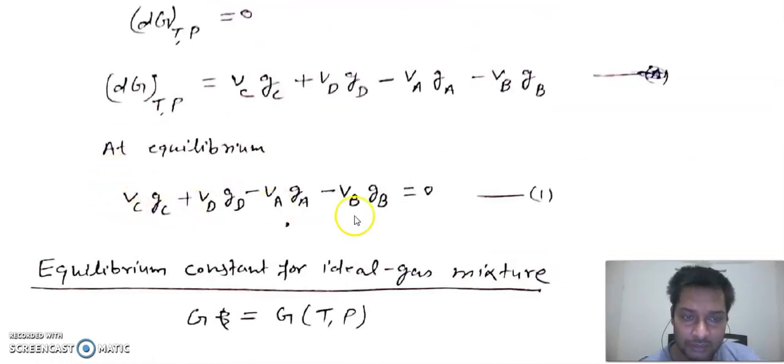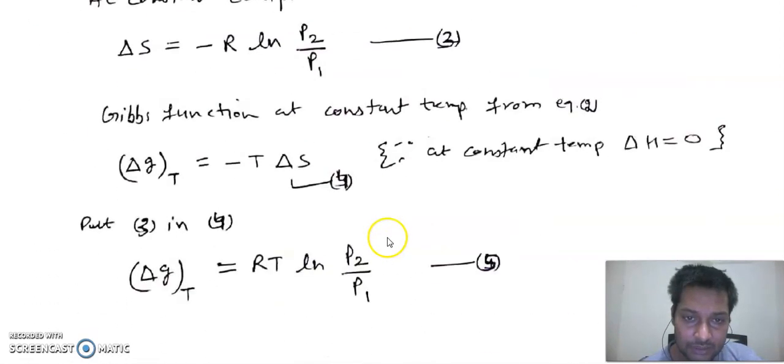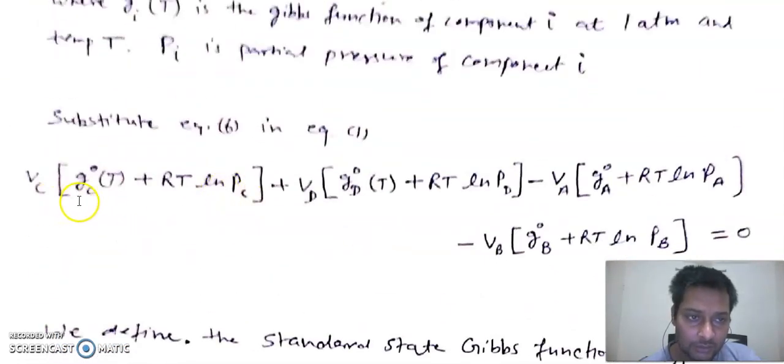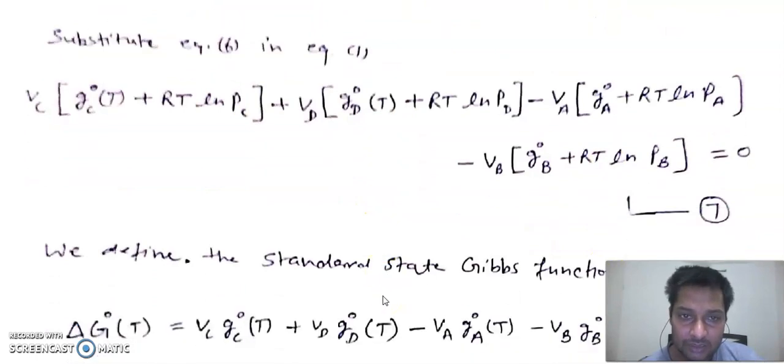This equilibrium condition: replace the values Gc, Gd, Ga and Gb in this equation, and you will get this equation. This one, replace Gc by Gc° plus RT ln Pc. Similarly for Gd, Ga and Gb. Replace this.